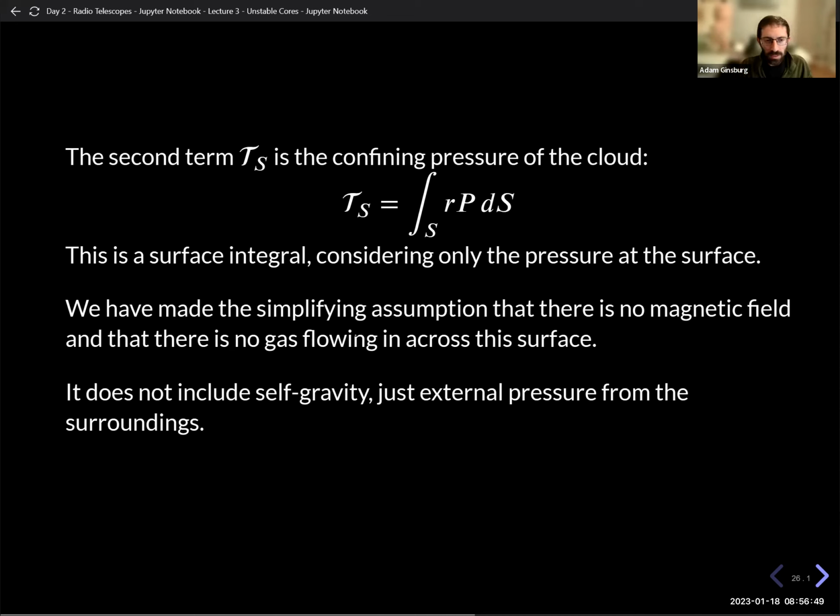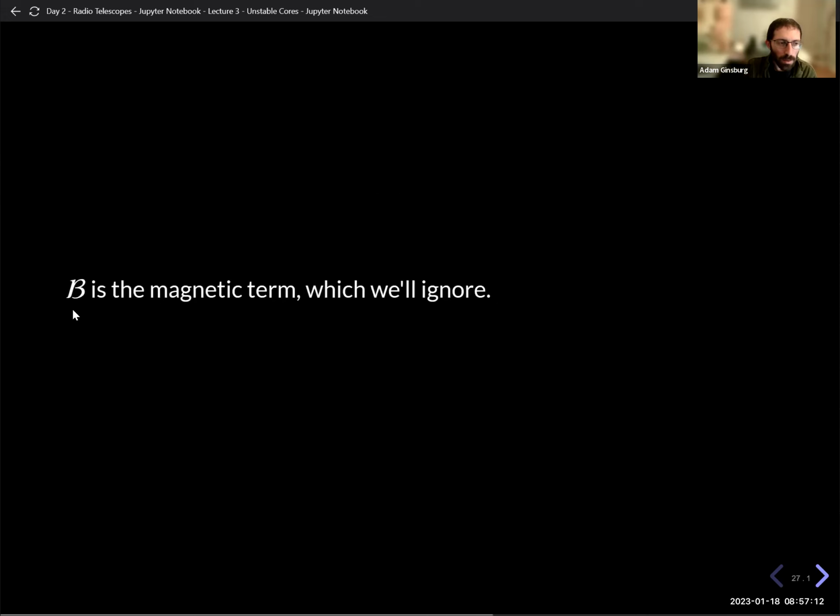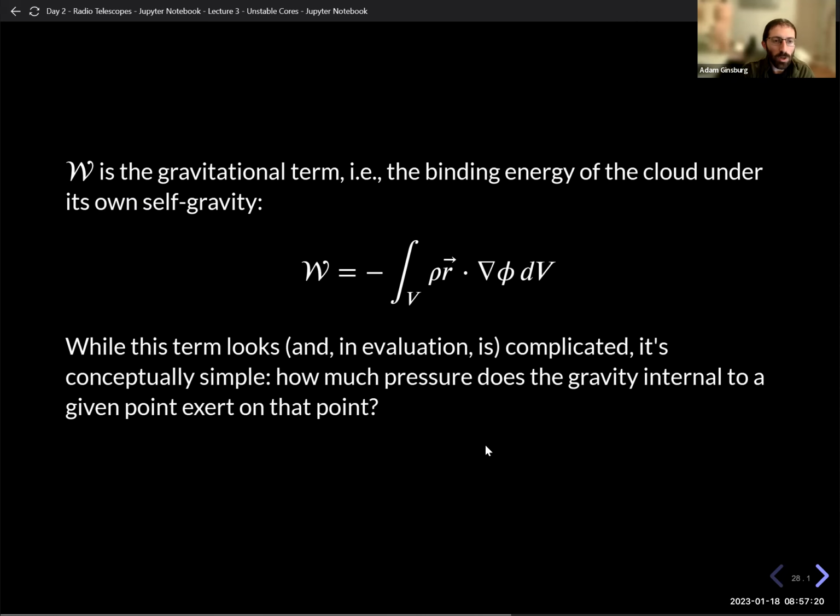We're now going to make a simplifying assumption that there's no magnetic field, because that's just too complicated to deal with right now, and there's no gas flowing across this surface. So there's pressure pushing on the surface of the cloud, but no gas flowing in. We also haven't talked about self-gravity. That's not part of this external pressure. Gravity we are going to write separately. As I said, the B term in that moment of inertia equation is magnetic, and we're going to ignore it. W is our gravitational term. That's the binding energy of the cloud under its own self-gravity, and that's how much gravity is tugging the gas inward. It's trying to make the cloud collapse.